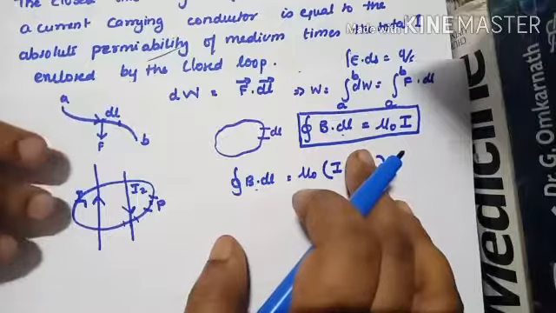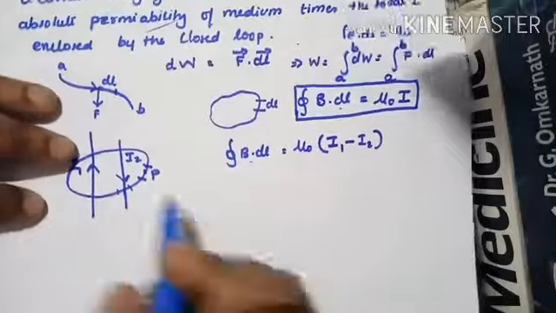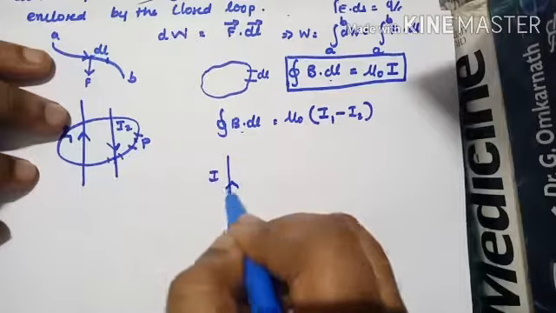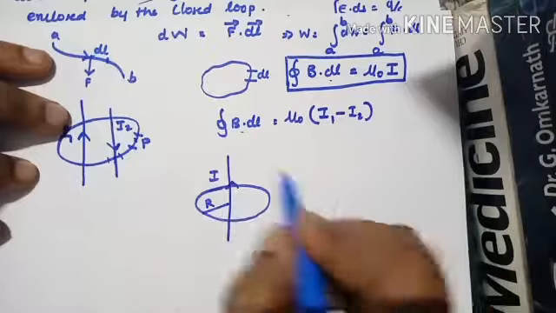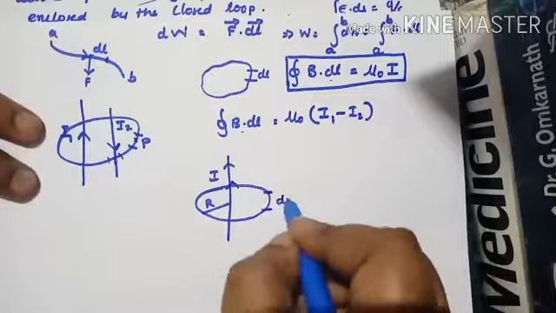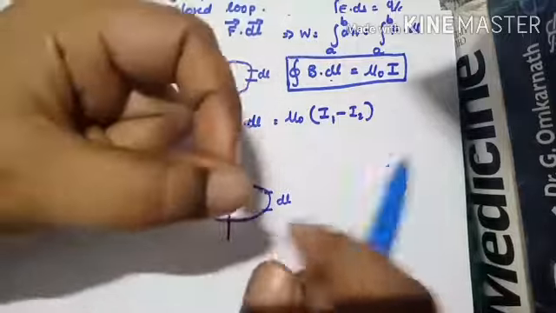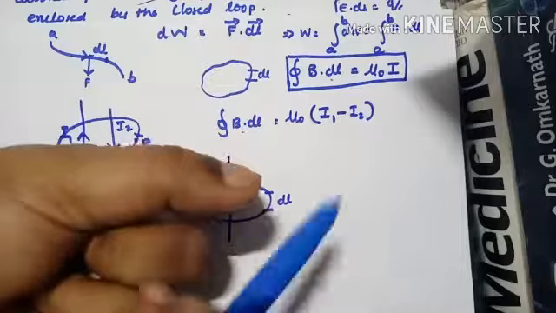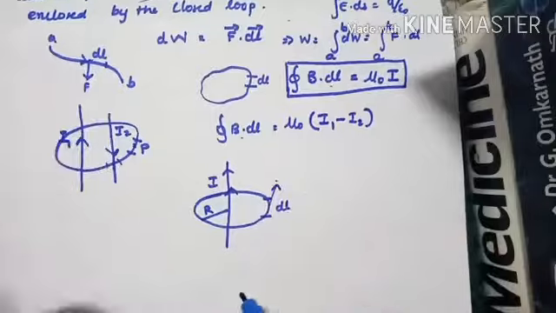Now we are going to prove whether this statement is true or not. How are we going to prove it? For that, I'm going to consider a current carrying conductor having current I, and I am considering an Amperian loop. Let's say it has a radius R. I'm going to consider an element dl. It's a side view, so if this is the ring, dl is like this, and the dl vector is going into the plane.